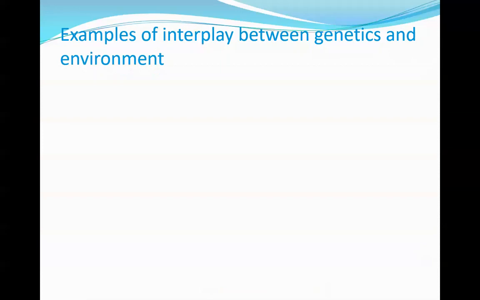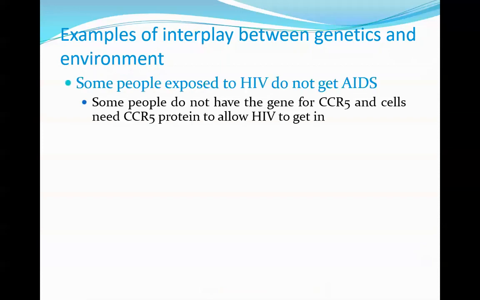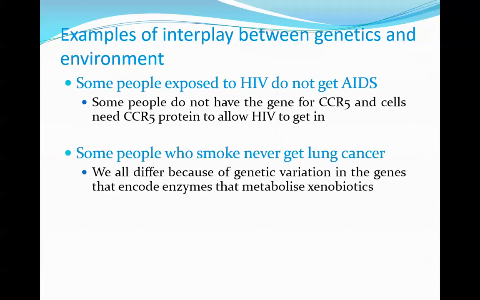So an example of interplay between genetics and environment, as I said, is the people who do not have the gene for CCR5. Most people have it, so they allow the HIV virus to come in. Those who lack it don't allow the virus in, so they don't develop HIV. But how many? Less than 0.01%. It doesn't mean that you have to be like this. Or some people are smokers, and they never develop cancer.